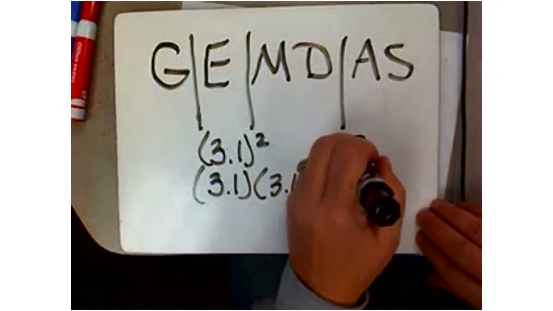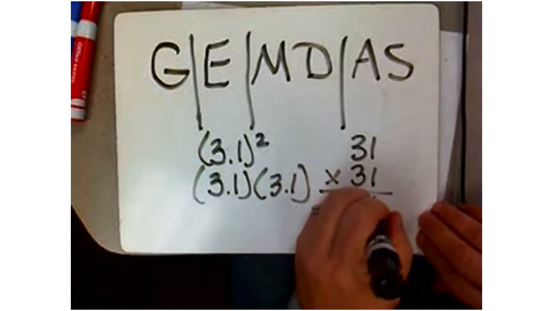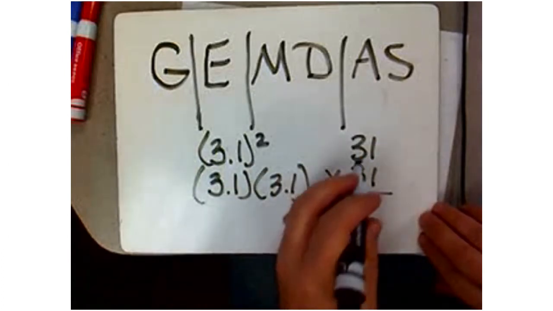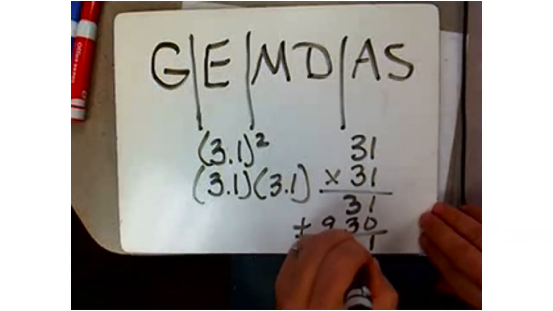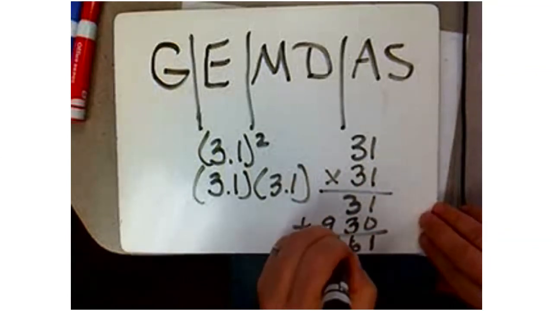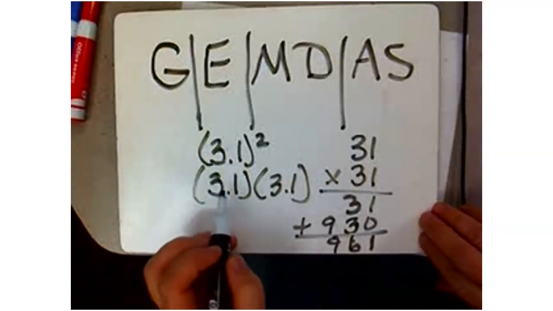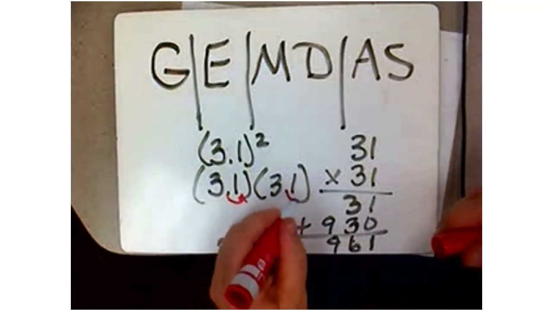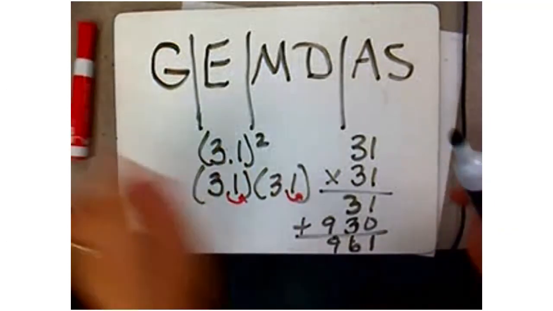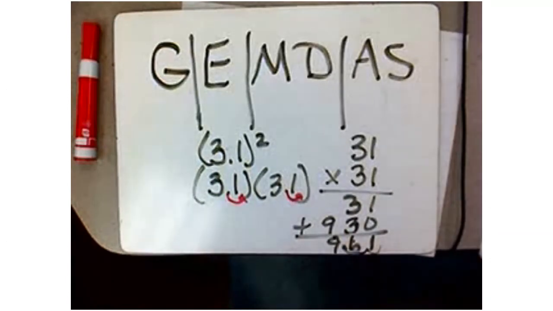Ignore the decimal and multiply 31 times 31. You have 1 times 1, 1 times 3, placeholder, 3 times 1, 3 times 3 is 9, add the products, and then move the decimal over 2 places, because you have 1 place for the first factor and 1 place for the second factor in the power of 2. So the final answer is 9.61.